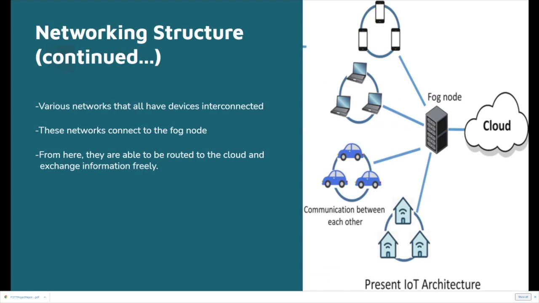So, networking structure continued. You can see here that we have the present IoT architecture. There was a previous one, and then there will also be a future model as technology advances. You can see on this one that there are various networks that all have devices that are interconnected. These networks connect to the fog node, and then from there they're able to be routed to the cloud and exchange information freely.